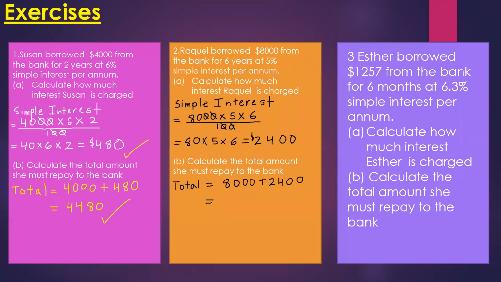So when we add them, we have 8,000 plus 2,400. That's 10,400. How many persons got this? 10,400. I did. All right, only those four. Anyone else? Got 10,400. Me. Okay. All right, good.